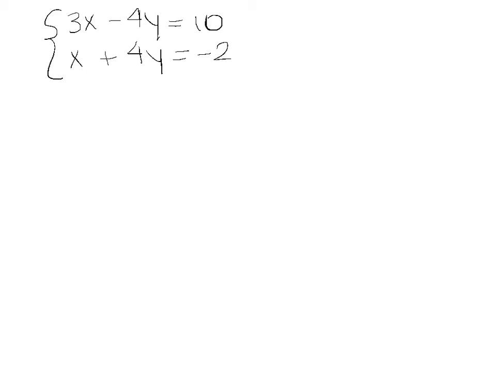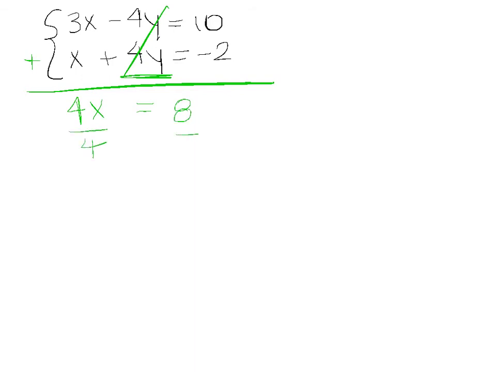So next I want to see, where do I have opposites? Well, if you look in this column right here, my y's are opposite of each other, negative 4 and positive 4. So we can just go ahead and add these two equations together. 3 plus 1 is 4, so 4x. Those cancel out, and I'm left with 10 minus 2 is 8. Divide by 4.